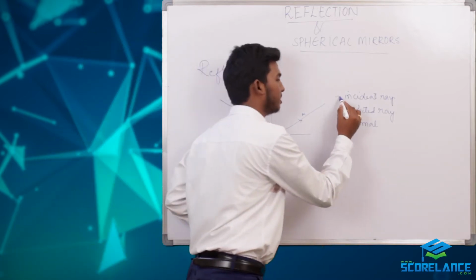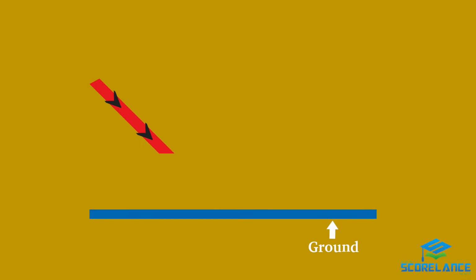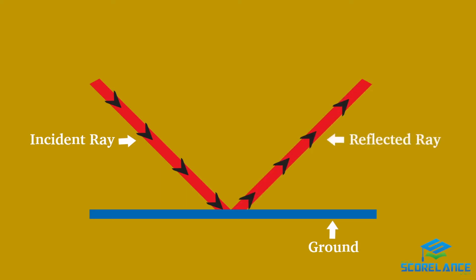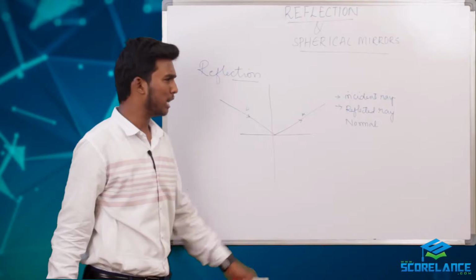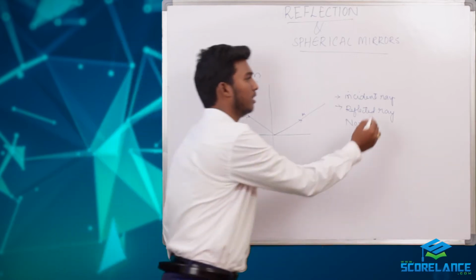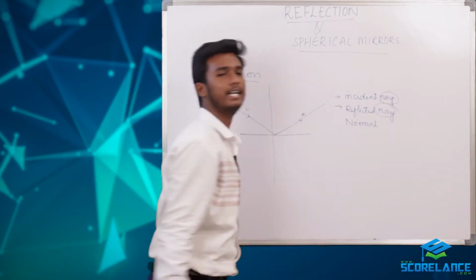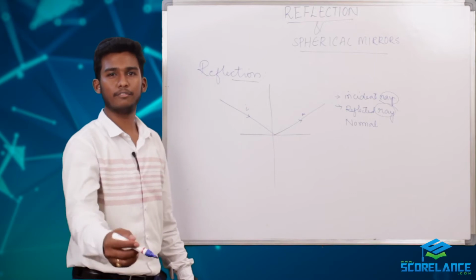Now, what is the incident ray? The incoming light ray, when it falls on the ground, is known as the incident ray. After hitting the ground, if it starts bouncing back, that is known as the reflected ray. And the perpendicular at the point where it touches the ground is known as the normal. After a few minutes, we are going to learn why we call light a ray. Let us discuss it a few minutes later.